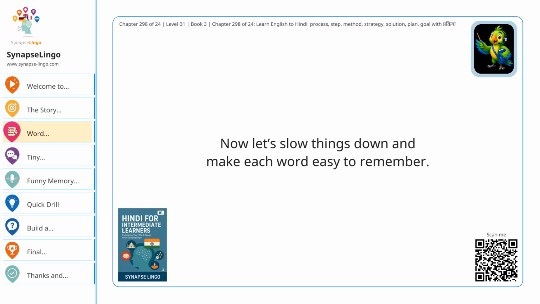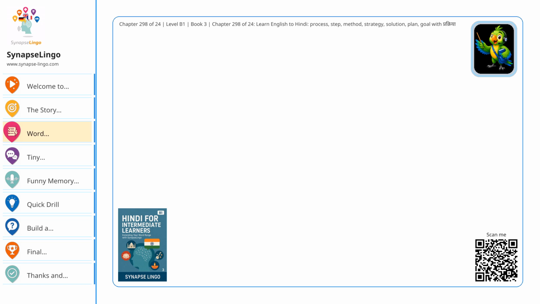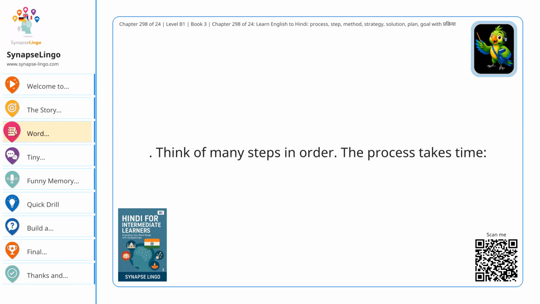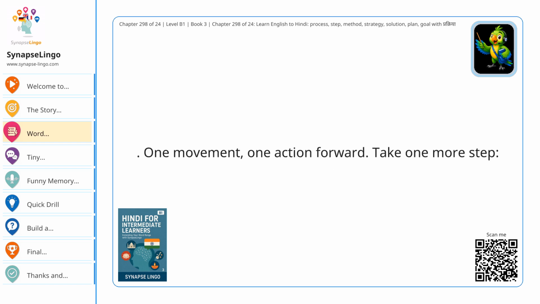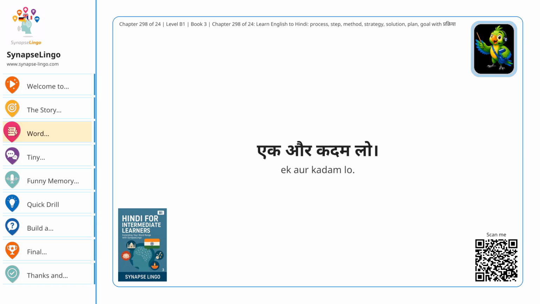Word spotlight. Now let's slow things down and make each word easy to remember. One word at a time, no stampede. Process is प्रक्रिया, think of many steps in order. The process takes time. प्रक्रिया में समय लगता है. Step is कदम, one movement, one action forward. Take one more step. एक और कदम लो.